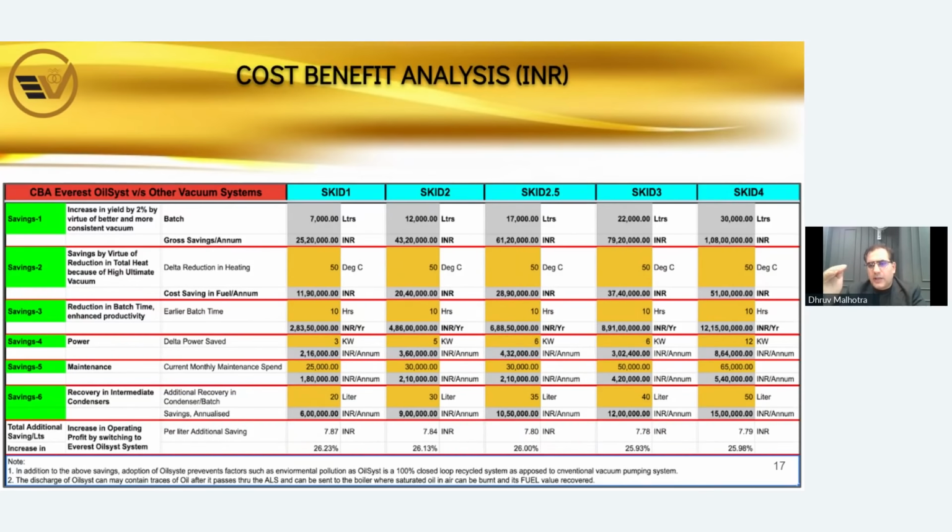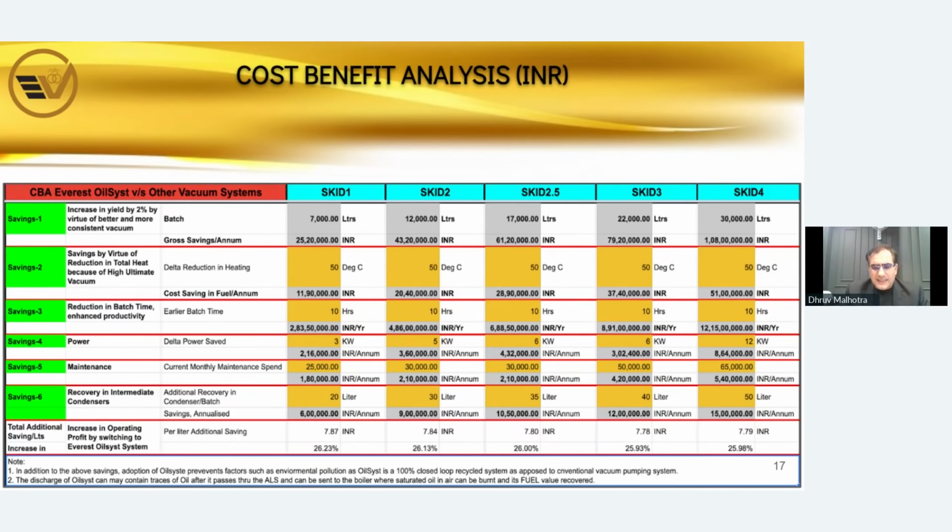Additional saving for him, based on the presumption that he was doing 22,000 liters multiplied by 600 batches. So additionally, he started saving 25.93% of his conversion cost, which was a big payback for him. And he realized that within 3 months, the machine's cost was totally recovered. After 3 months, whatever he was saving was direct benefit to him.